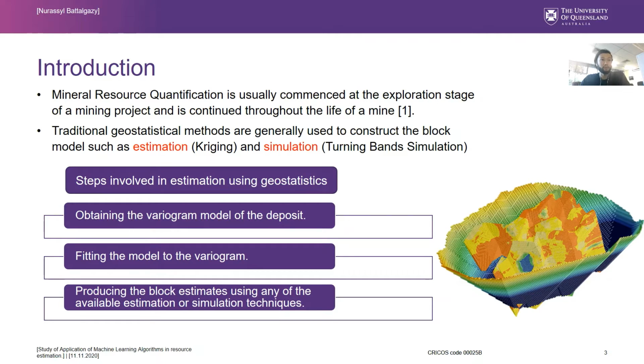This is a short version of the steps involved in estimation using geostatistics. The first step is to obtain the variogram model of the deposit. The second is to fit the model to the variogram, and the third is to produce block estimates, the construction of block models using any of the available estimation or simulation techniques.